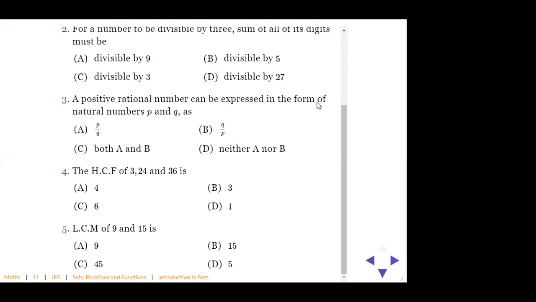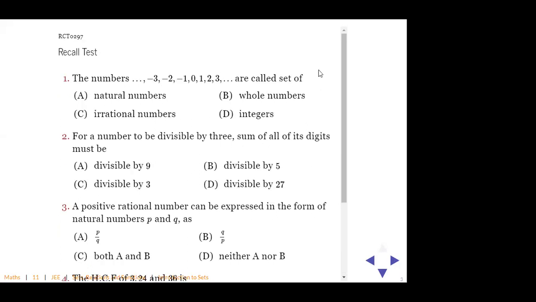Now let's answer these very small questions. Everyone, message in the chat box. We'll play one more Kahoot, by the way. Tell me, what is the answer of the first one? The numbers, this is called a set of. Yes, correct. B, integers. Very good. What about the second one?